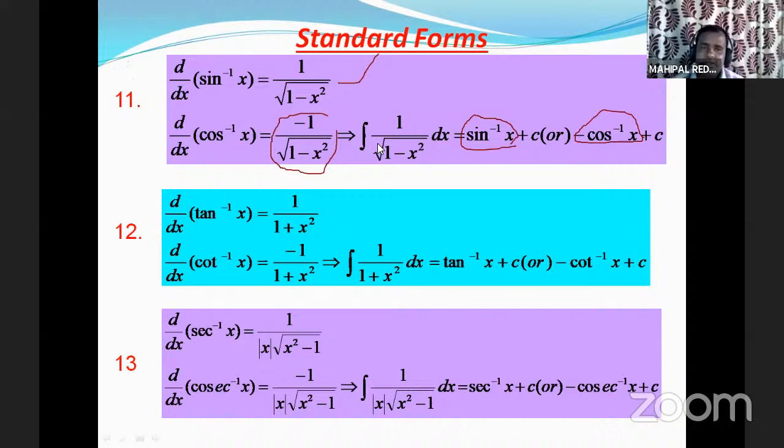So simply, when the question is integration of 1 by under root of 1 minus x squared, it is sine inverse of x or minus cos inverse of x. Integration of 1 by 1 plus x squared is tan inverse of x or minus cot inverse of x. Integration of 1 by mod x under root of x squared minus 1 equals sec inverse of x or minus cosec inverse of x.